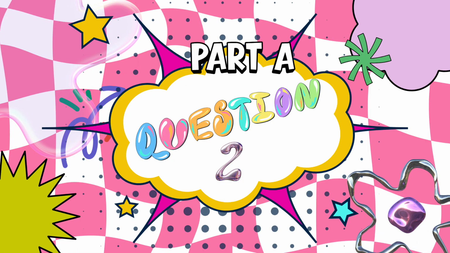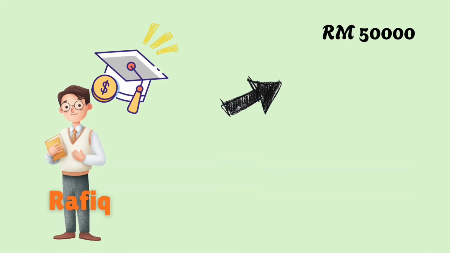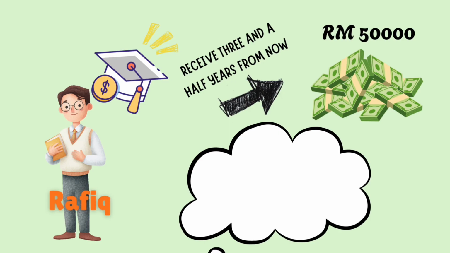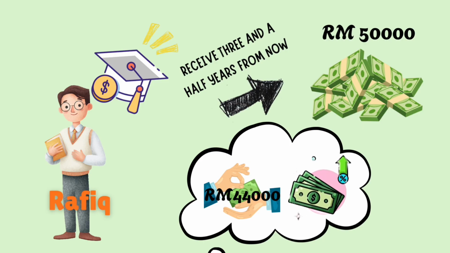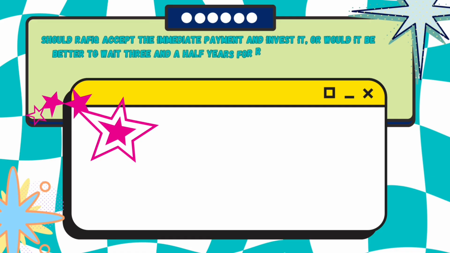Part A, Question 2. Rafiq has been promised a scholarship payment of 50,000 ringgit, which he will receive 3.5 years from now for his postgraduate studies. Alternatively, the university is offering him 44,000 ringgit immediately. If Rafiq chooses to take the money now, he can invest it in an account that earns 4.88% interest compounded every 4 months to fund his future postgraduate expenses. Should Rafiq accept the immediate payment and invest it, or would it be better to wait 3.5 years for 50,000 ringgit? Support your answer with relevant calculations.